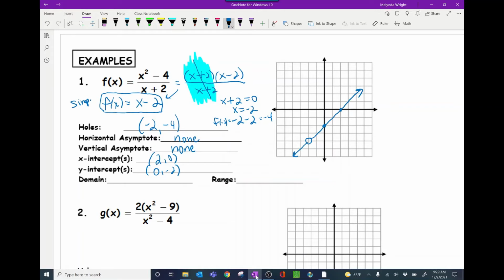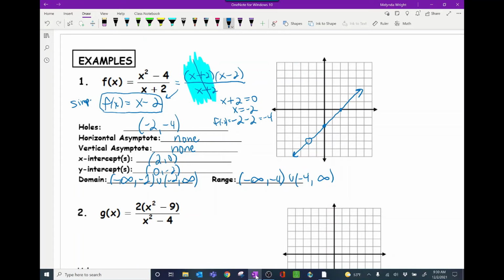So just looking at the graph, we want to determine domain and range. I see that my domain is going to go from -infinity and it's going to leave out -2, right, because there's a hole here, and then from -2 to infinity. My range is going to start down at -infinity and come up to -4. It's going to leave out the -4, and then it's going to pick up on the other side of -4 and go to infinity. All right, and that is our first example.